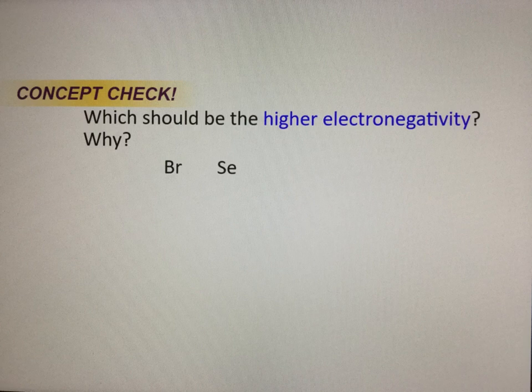Okay, so now for bromine and selenium, which one would have the higher electronegativity? You can pause and look at the periodic table. Bromine is further to the right. They're on the same period. And so bromine will have the higher electronegativity.